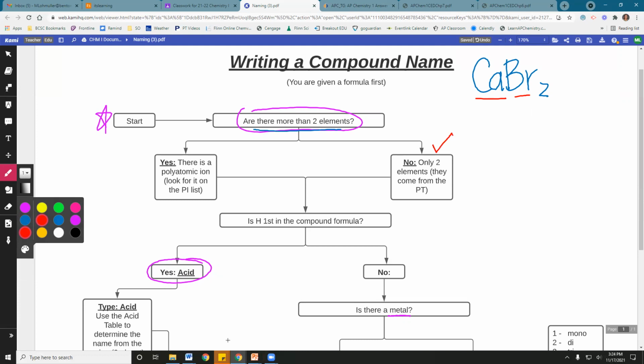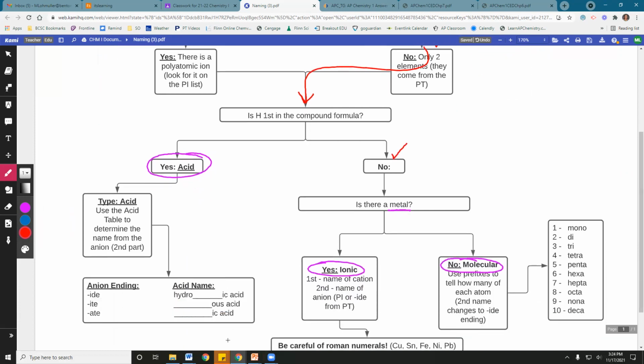Okay, question two. Flow back down to question two. Is H first in the compound formula? There's no H. We have calcium first. So no, we would follow the track back to the left. Okay, now next question that tells us the type of compound it is. It's not an acid. We know that for sure.